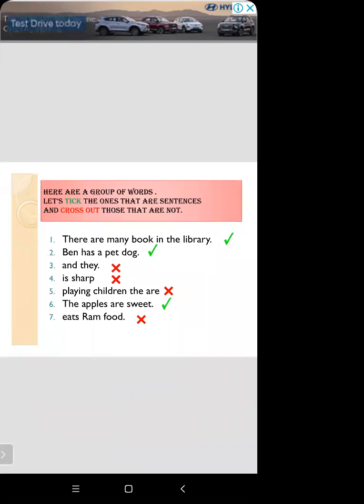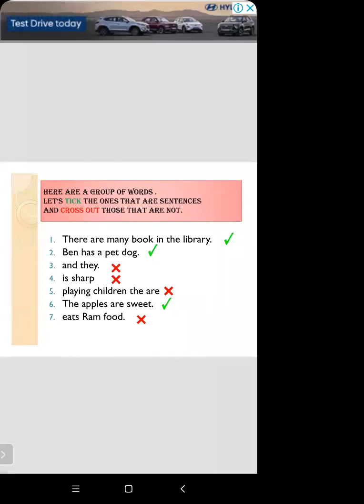ये sense नहीं दे रहा, कोई complete sense ही नहीं है, हमको समझ में ही नहीं आ रहा. And they, what is and they? No, it is not a sentence. Now, next one is here. Number 4, is sharp. Is sharp? Yes. Have you understood? No, it's not conveying any idea. So it is not a sentence.